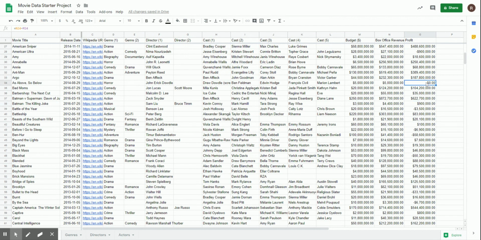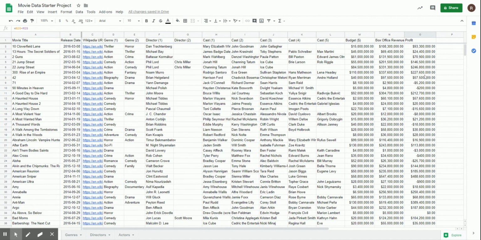So this film, As Above, So Below, as you can see, broke even, meaning that they did not make any profit, but they did not make any loss either. That's a lot of profit there: 544 million, Captain America. 622 million there. So some very big films. We've also got some films that have made a loss. So almost a million, American Ultra. A 3.5 million loss there as well, Battle of the Year.